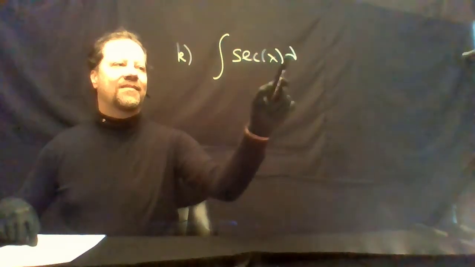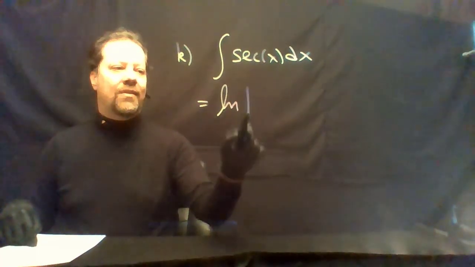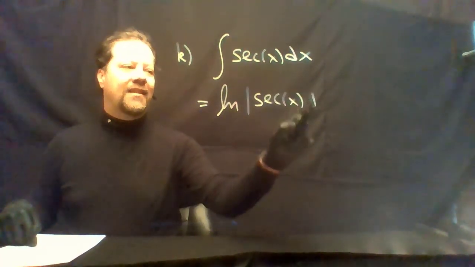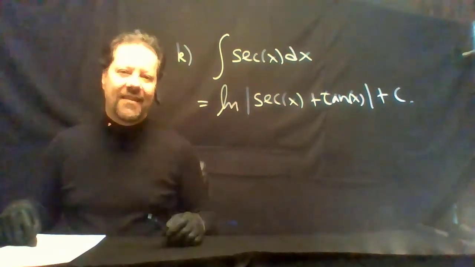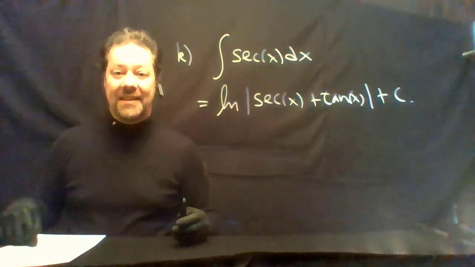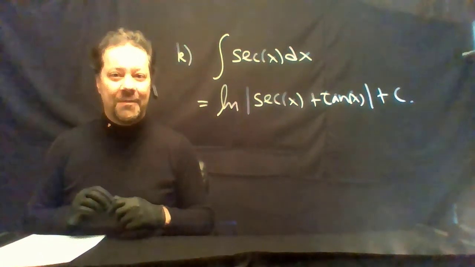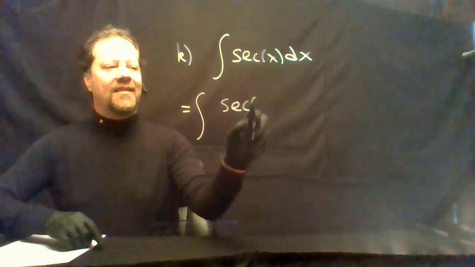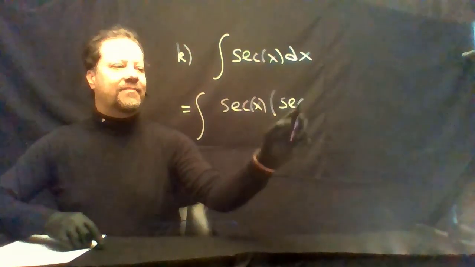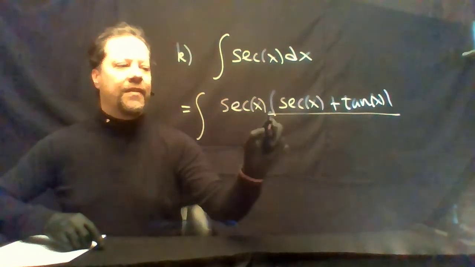On part K, I give you the integral of secant of x dx. Now, you're supposed to remember that that's the log of the absolute value of secant of x plus tangent of x plus c. But let's suppose you didn't remember that. There was a garbage can calculation that I dragged you through. Remember? The garbage can calculation went like this. Take the secant of x, multiply by secant of x plus tangent of x over the same thing.